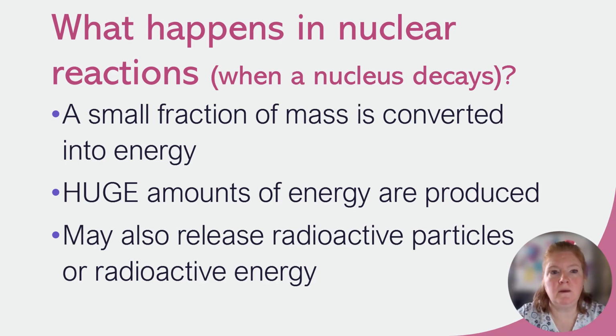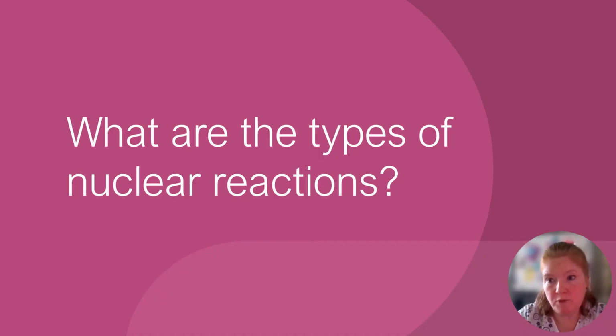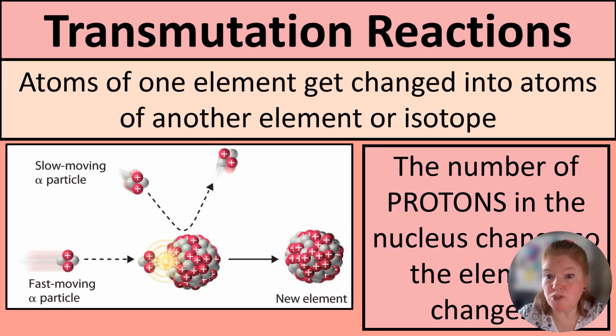Okay. What are the types of nuclear reactions? Well, let's look. So we have transmutation. So transmutation means atoms of one element change into atoms of another element, okay, or an isotope. But it's going to change. The nucleus is going to change. Okay, the number of protons in the nucleus changes, the element changes. Transmutation.